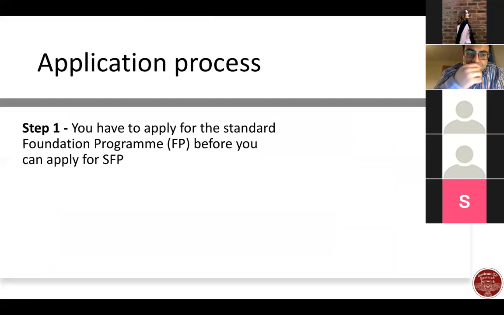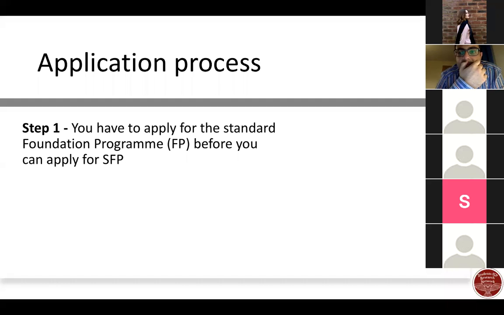So for the application process, you have to apply for the standard foundation program, as I'm sure those of you attending, or those who will be attending later, are fully aware. The application process is similar to that of other applicants applying to the normal foundation program, and the deadline is the same. You have to apply for the standard foundation program before you can apply for the SFP. It's basically on Oriel. When you apply for the foundation program, it gives you the option to apply for SFP and the foundation priority program, and other things as well.